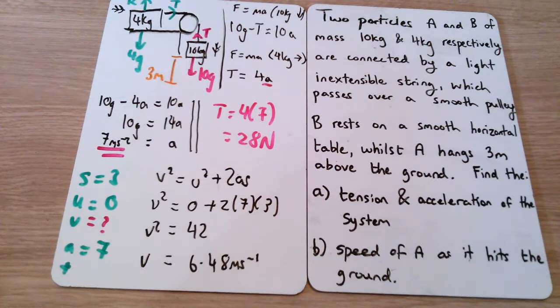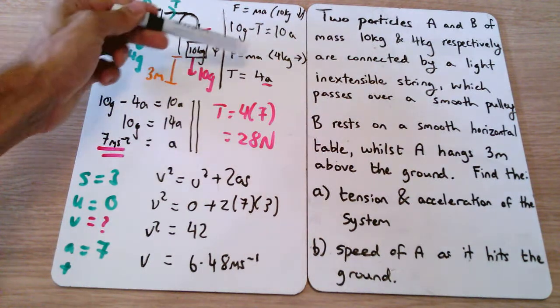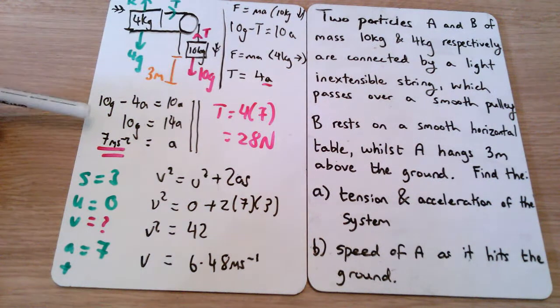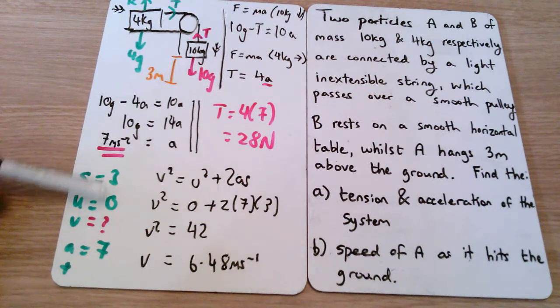And that is the full question completed. But once again, we followed the system of doing F equals ma on one of the particles, F equals ma on the other particle, solving the simultaneous equations by adding the two formulae together, and then using the acceleration from the question and applying it to the SUVAT below.